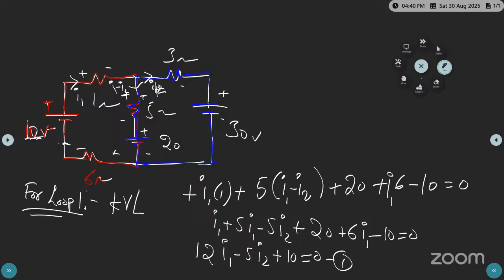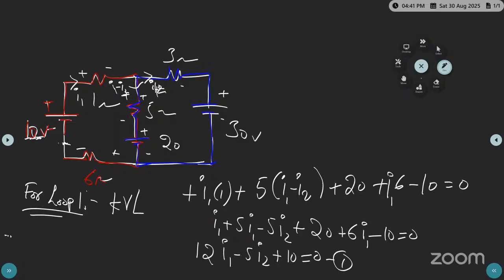What is the resistance? Current flowing here, I1 into resistance 1. I1 minus I2 into 5. Here 20 is there. Here what is the current? I1, 6 ohm, I1 into 6. What is the voltage here? Minus 10. How are we getting plus? Before the element symbol, plus is available. Before the element plus is there. Before the element minus is there. So during the traveling in clockwise direction, what is the symbol before the element? Plus, plus, plus, plus, minus, like that.